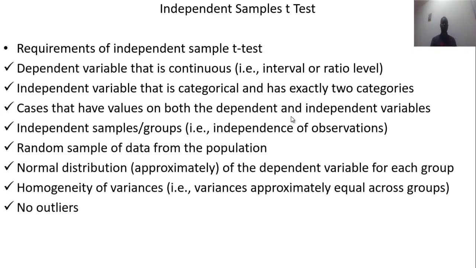Another requirement is that the independent variable is categorical and has exactly 2 categories, 2 groups or 2 levels. Cases must have values on both the dependent and independent variables. When we are running an independent sample t-test, there should be information for a given case. For example, for a student.